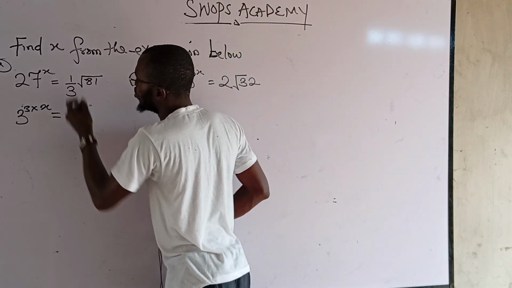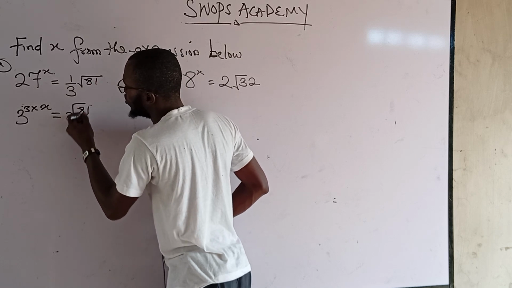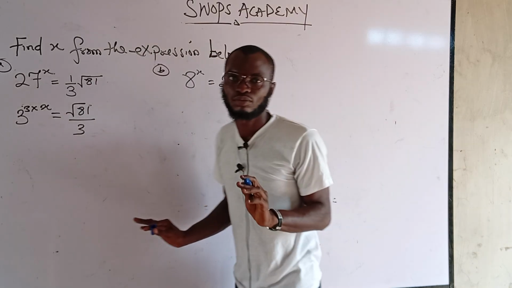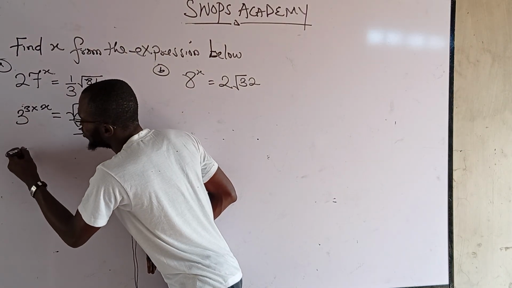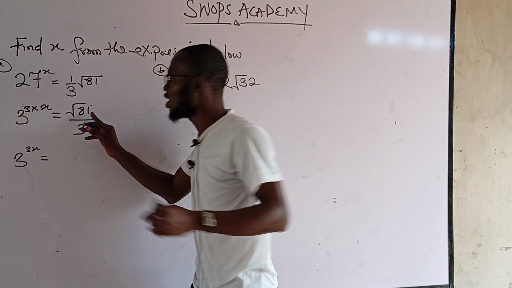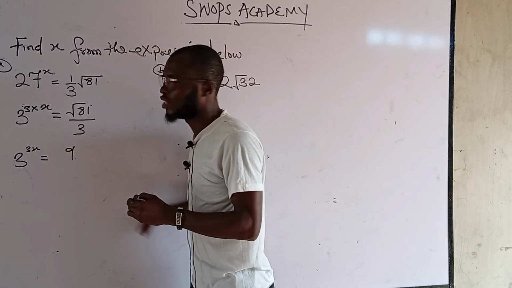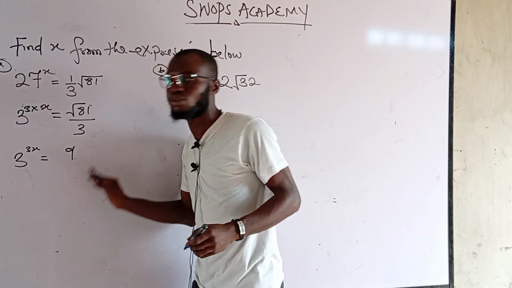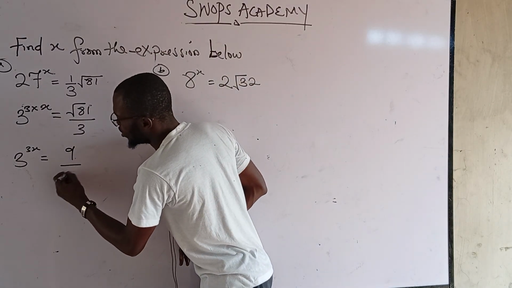So then let's go to this one. 1 times square root of 81 is square root of what? 81 over 3. Are we there? Then the next thing we do, 3 times x will give us what? 3x equals to... Square root of 81 is what? Square root of 81 is 9. You can do it the other way around, but let's do it like this. Square root of 81 is 9, all upon 3.